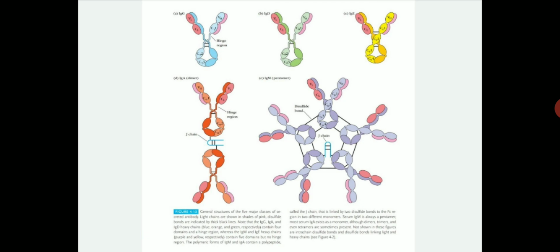Now let's study about the various classes of antibodies and their biological activities. There are 5 classes of antibodies: IgG, IgM, IgA, IgE and IgD. They differ from each other by unique amino acid sequences in the constant regions of their heavy chains.